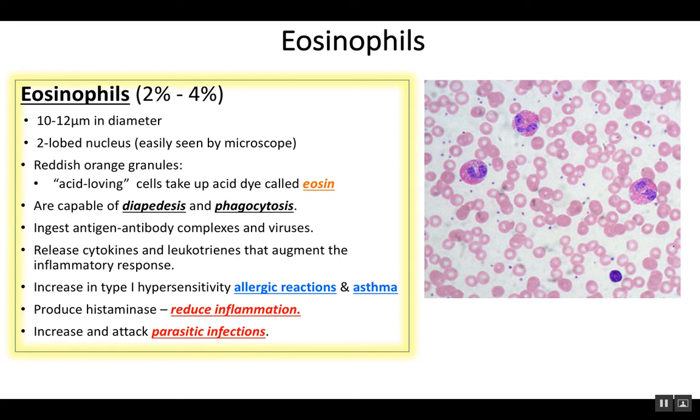So eosinophils, as a review, be able to identify them, pay particular attention to their color. Their granules are a reddish orange. They're about 2 to 4% of the circulating white blood cells. They are found to reduce inflammation, destroy certain parasites, and they produce an enzyme called histaminase.